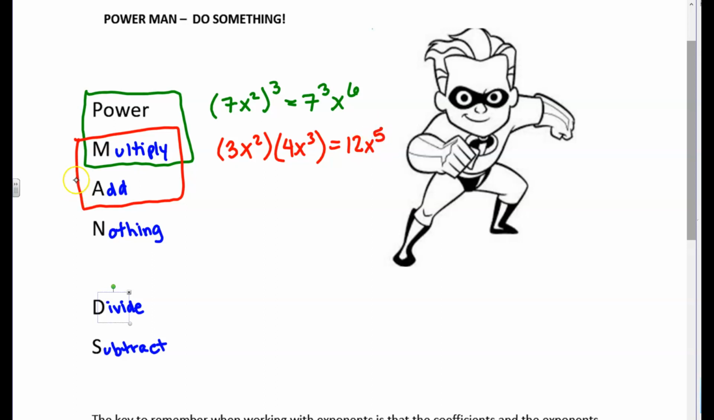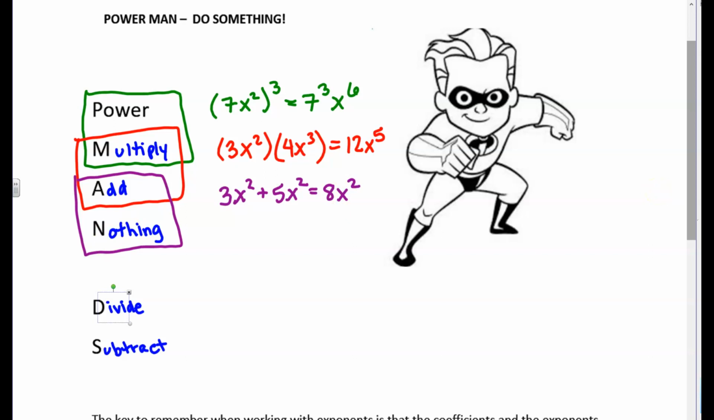Then next, when we are adding, we do nothing. So this would be like if I had 3x squared plus 5x squared. Those are like terms. We add the coefficients. That would be 8. And then nothing happens with the exponents. They stay the same, 8x squared.